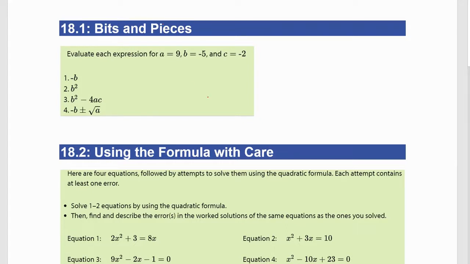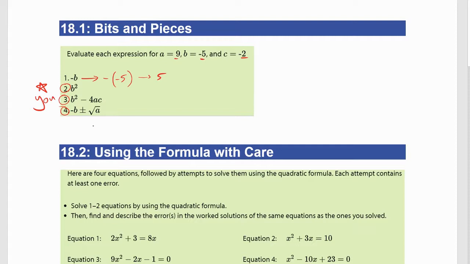18.1, bits and pieces. We evaluate the expressions for a equaling 9, b equaling -5, and c equaling -2. Go ahead, spend the next couple minutes substituting in those values for problems 1 through 4 and see what you get. Hopefully you paused the video and tried 1 through 4. If b is -5, then we're just substituting for the negative b, so the negative of a -5 is just going to be a +5. That's basically all you're doing for 1 through 4. You see an example, so go ahead and try to do 2 through 4.